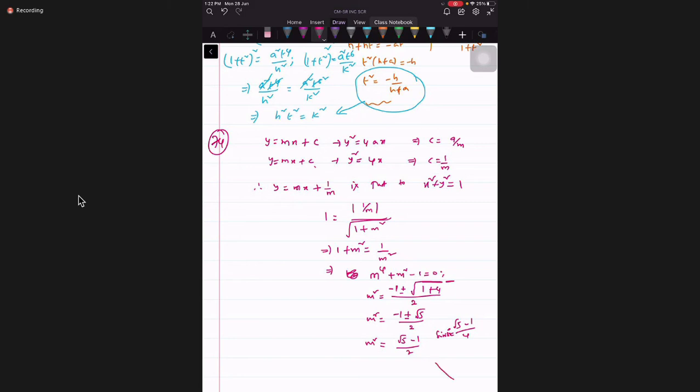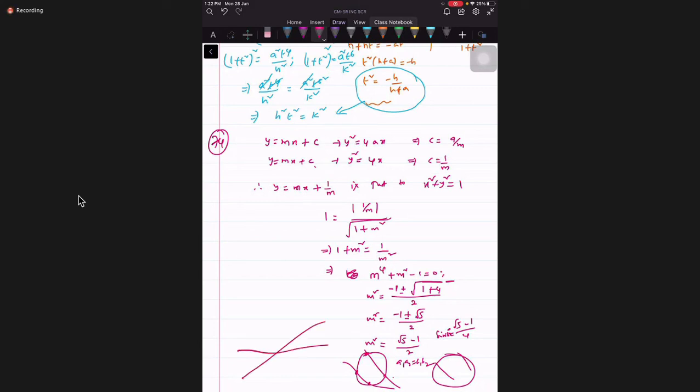We applied this. If the lines are like this, there is a condition between these two. This is one line and this is another line: a1a2 = b1b2. So that way you can answer the 81st question. Even 82 also. 82 and 83, they are asking.